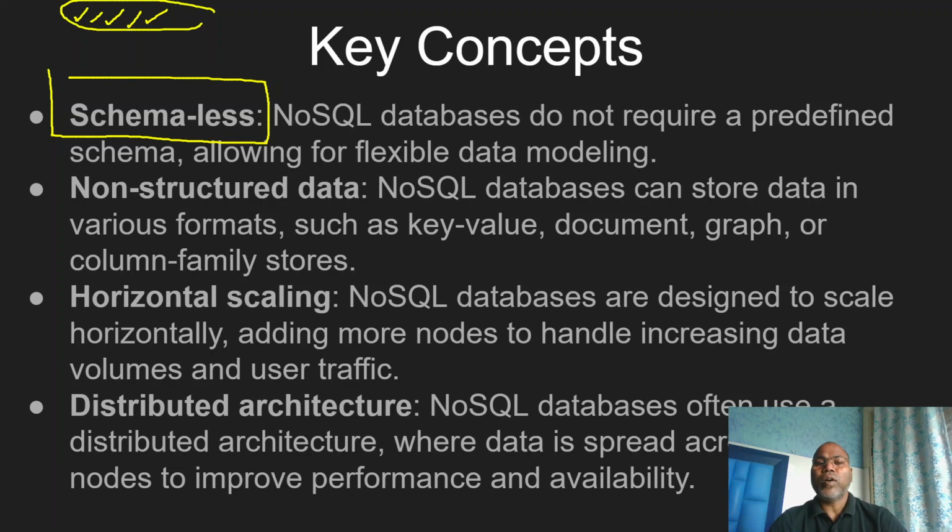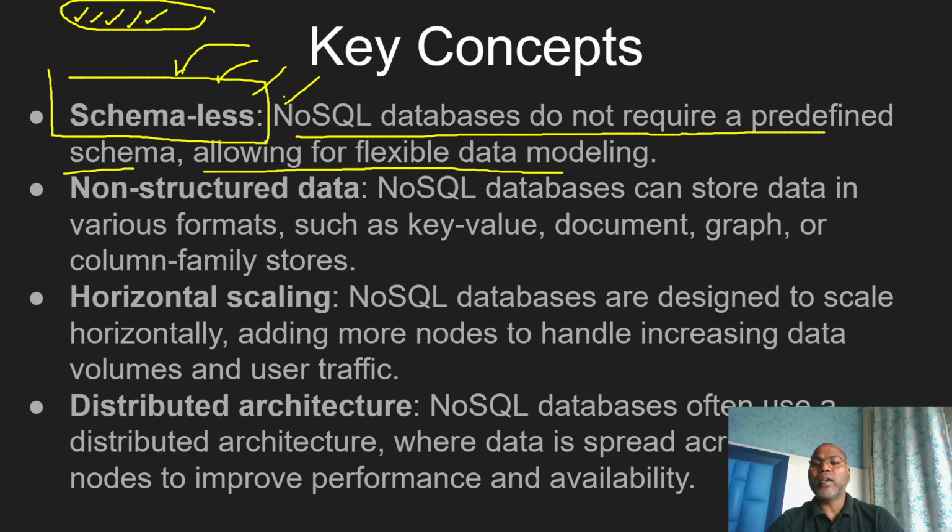Whatever information you currently have, a particular employee object, department object, weather information, stock market information, you can store it. Sometimes maybe two values, sometimes three values, sometimes 10 values, sometimes 1000 values. So NoSQL databases do not require a predefined schema, and allow for flexible data modeling.